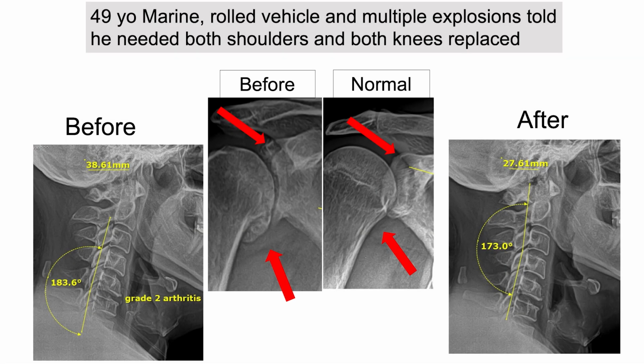A 49-year-old Marine, okay, rolled the vehicle, multiple explosions, and he was told that he needs both his shoulders and knees replaced. For some reason, bomb disposal guys in the military typically have shoulders that have been damaged, and I see this all the time. Now look at the center picture, where it says before, but that's this man's shoulder, and we can see that the socket, the red arrow at the top, comparing with the normal, that socket is distorted. And that means that there's been some kind of force loading going up.